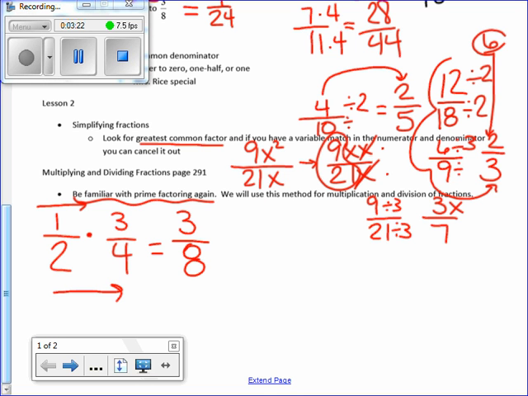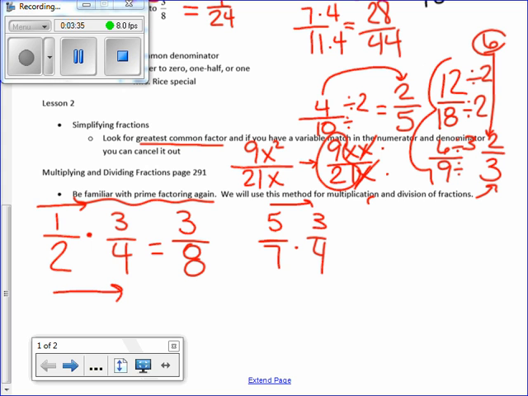I could try another one. What if I had 5/7 times 3/4? Again, I just multiply across the top. The numerator becomes 15. The denominator becomes 28.